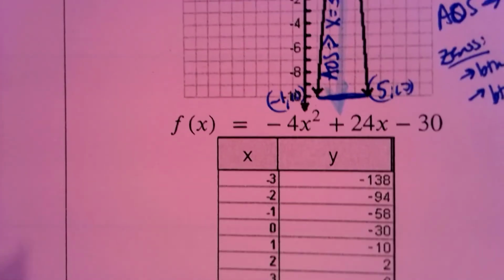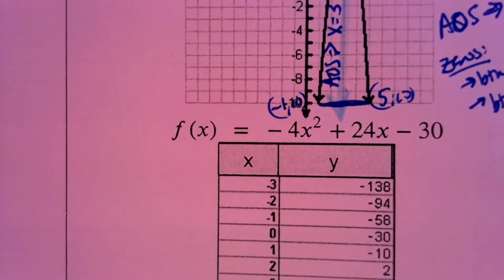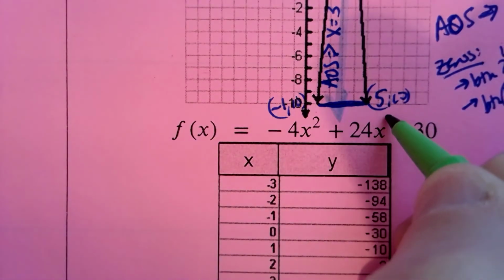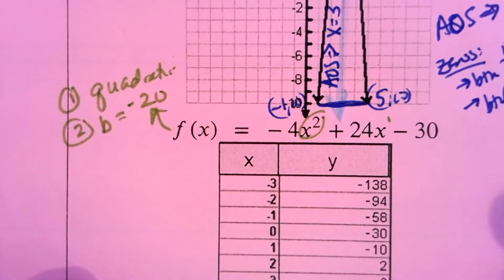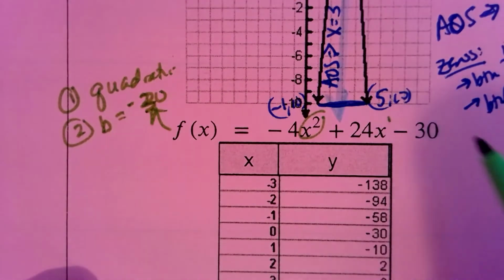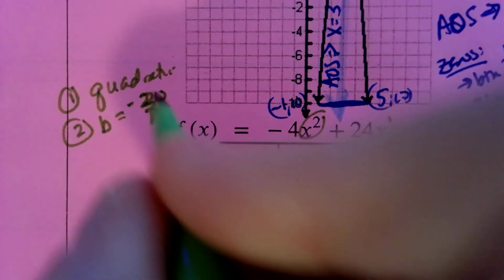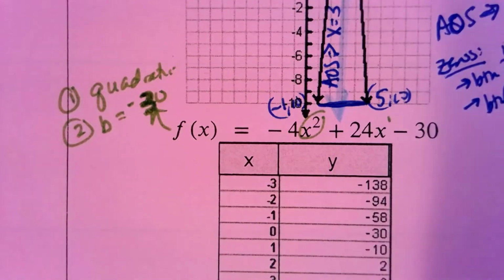Now let's look at the equation. From the equation, the first thing I can tell is that, because the highest exponent I see is a 2, it's quadratic. The second thing I can tell is that it's got a y-intercept of -30, because c, my constant, is -30. That's a 3, by the way, before you go getting all crazy. It's a 3.